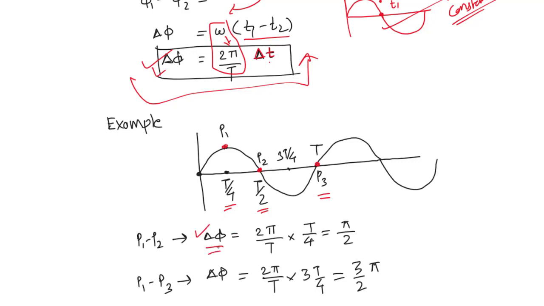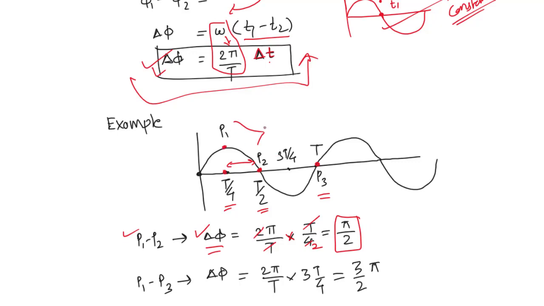So phase difference between P1 and P2, these two particles, will be 2 pi divided by T into the time difference between these two particles. So time difference between these two particles is T divided by 2 minus T divided by 4, which is T by 4. So T will cancel out, and 2 divided by 4, that is 1 by 2. So it will be pi by 2. Okay, so that will be the phase difference between P1 and P2.